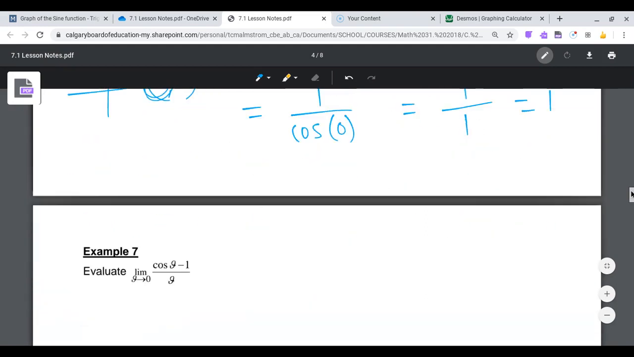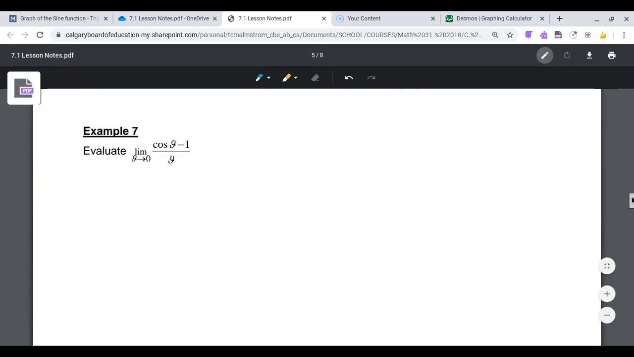All right, example 7. So here we are with another example. There's no sine in this, so it's not my fundamental trig limit. The fundamental trig limit only works with sine, not with cos. And when I look at this, I can't use direct substitution. If I put 0 in, it doesn't work because I get 0 in the denominator. I don't have any fractions to really work with.